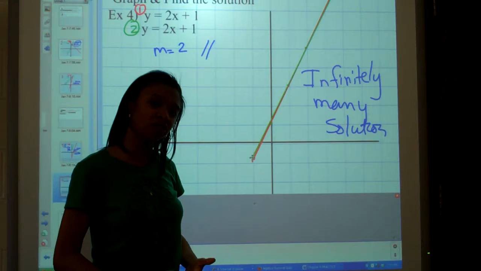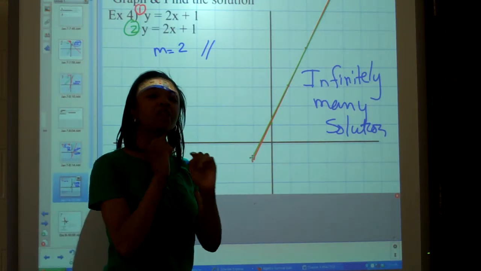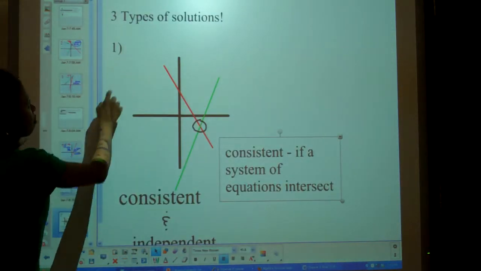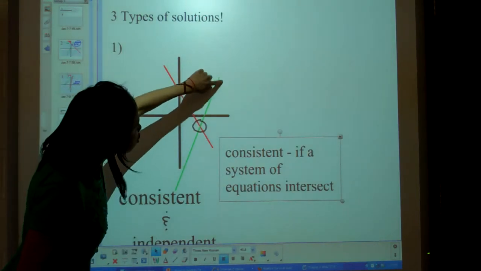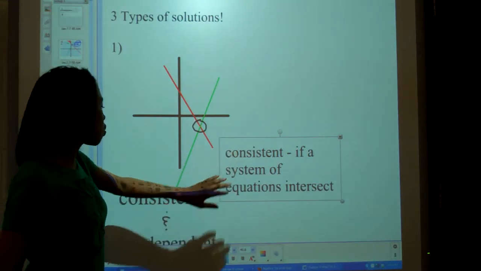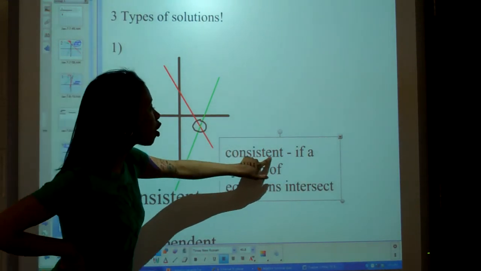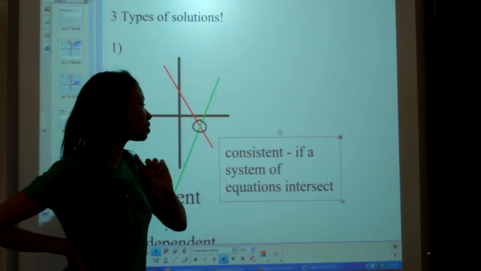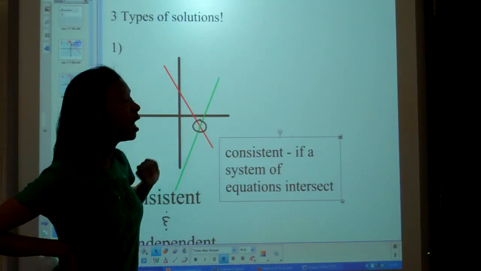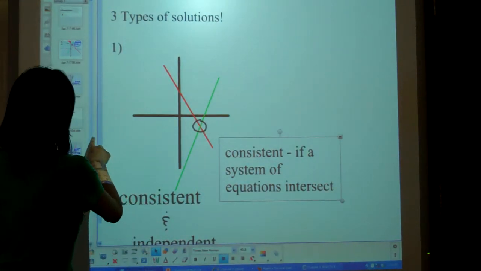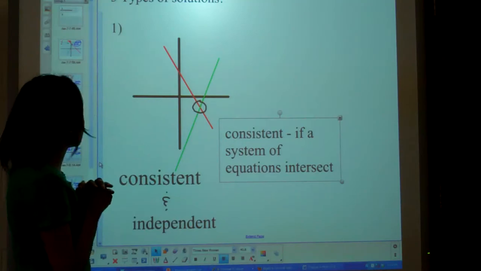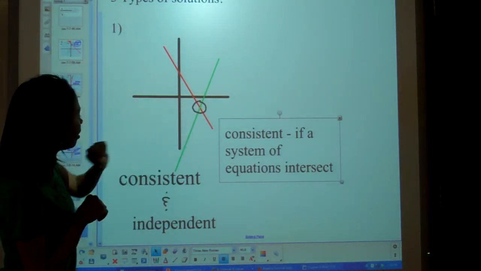Remember, a system of equations typically has one solution. The solution is the one place where they cross or overlap one another. So, here are the 3 types of solutions. When I have 2 different lines, the red and the green I was using, when they have one place where they intersect, it's the solution. It's called consistent. It's consistent if they intersect in at least one place. This is going to be consistent, and it's going to be independent. Consistent because there's one place that they intersect, and independent because there's only one place that they intersect. So the one place is right there in the center.